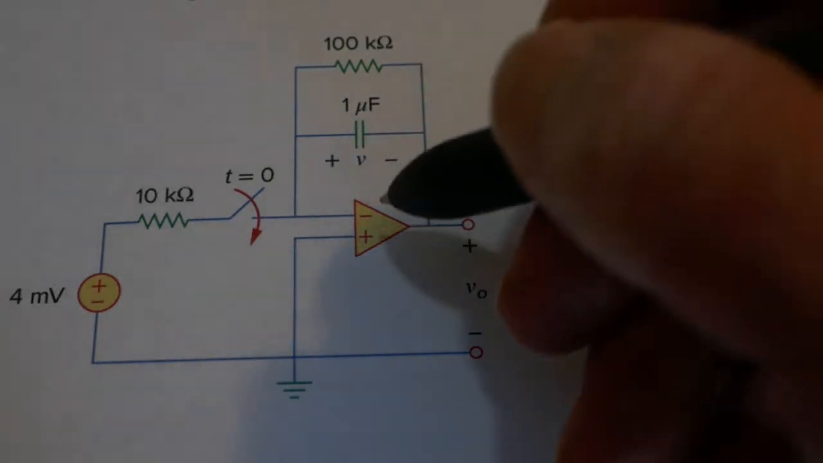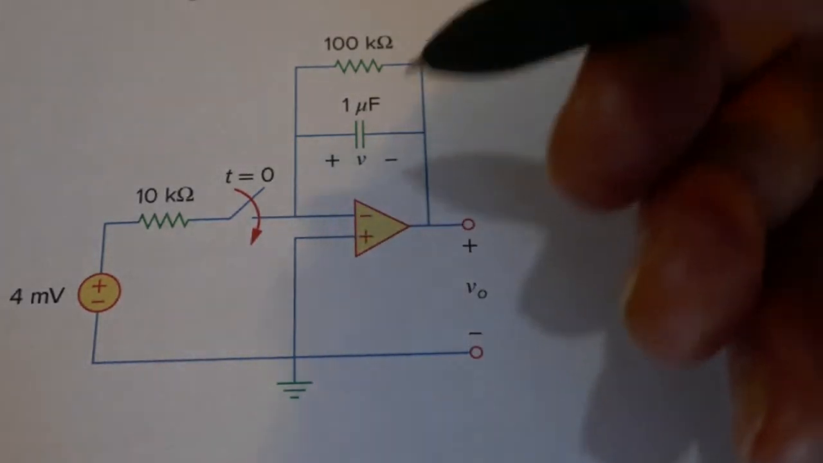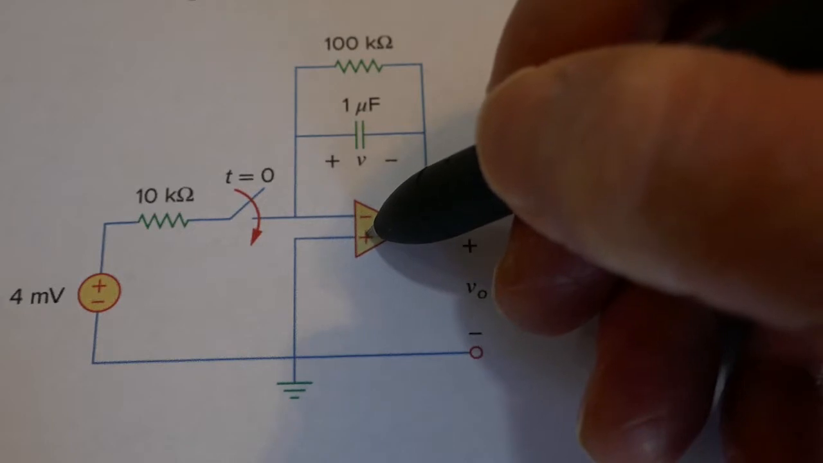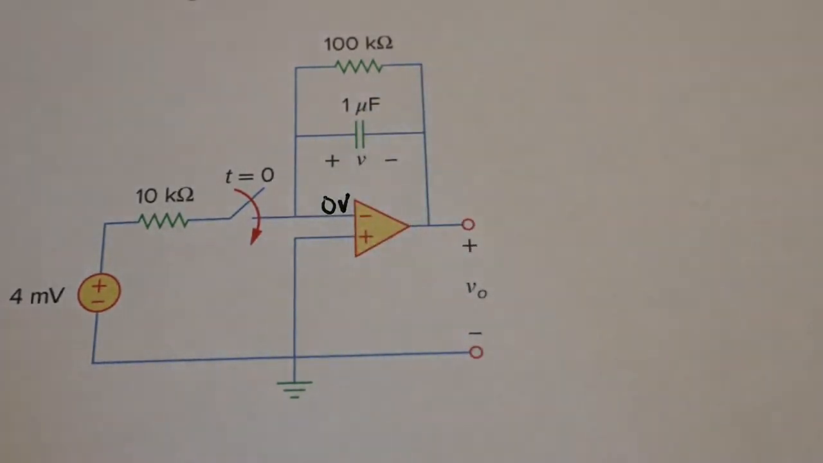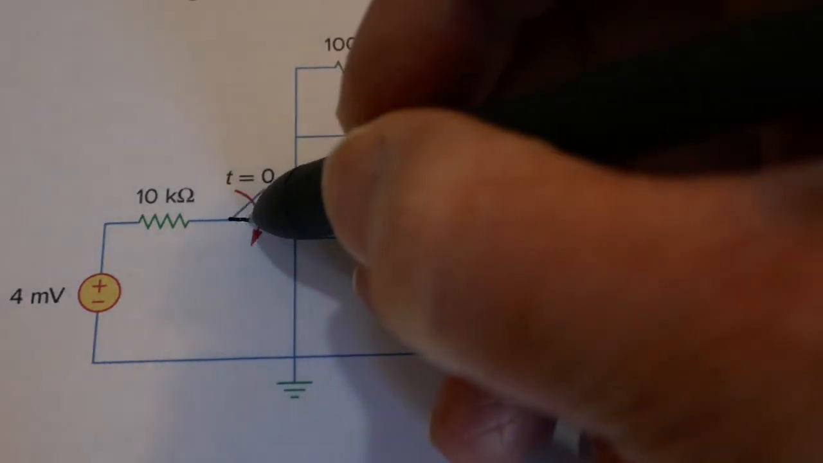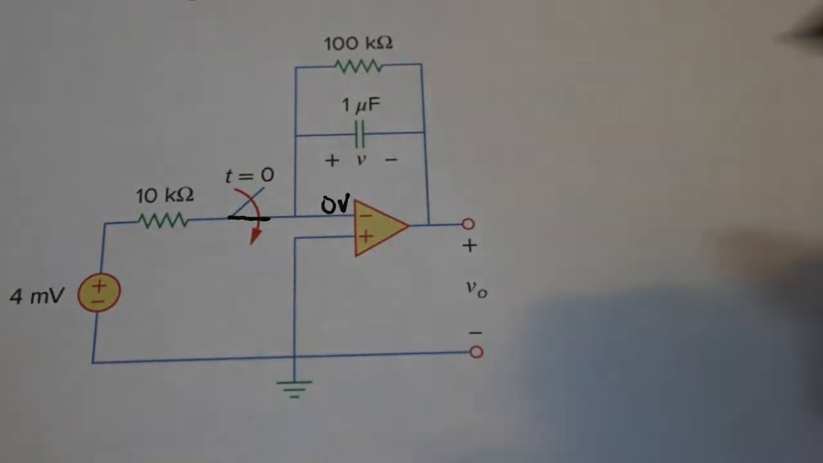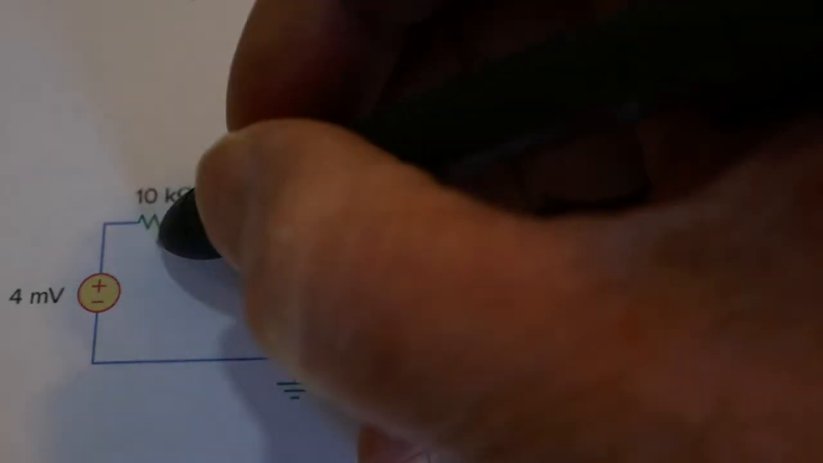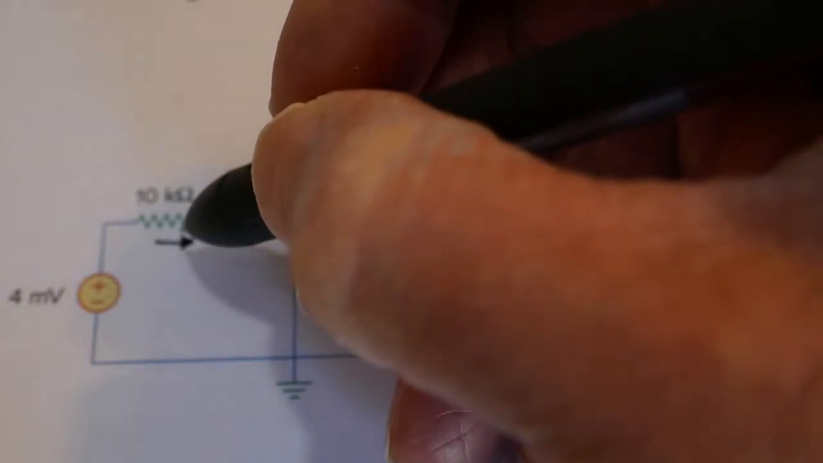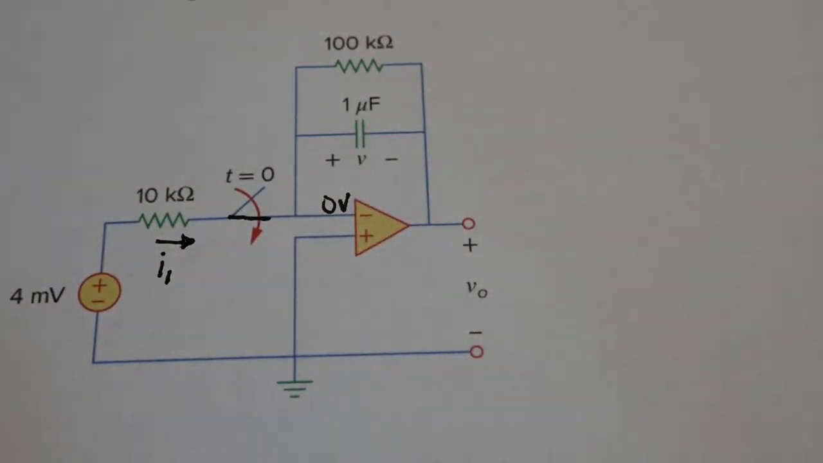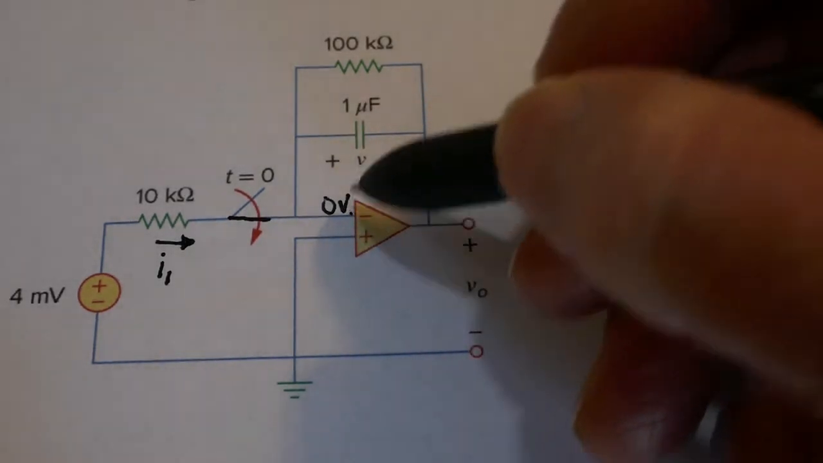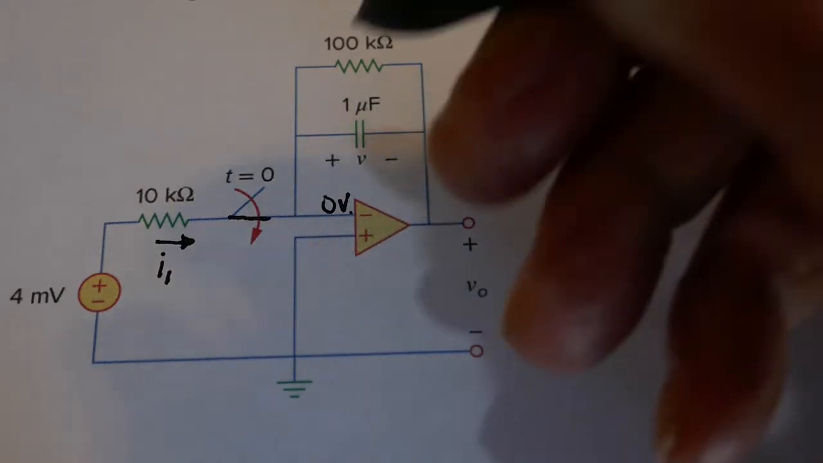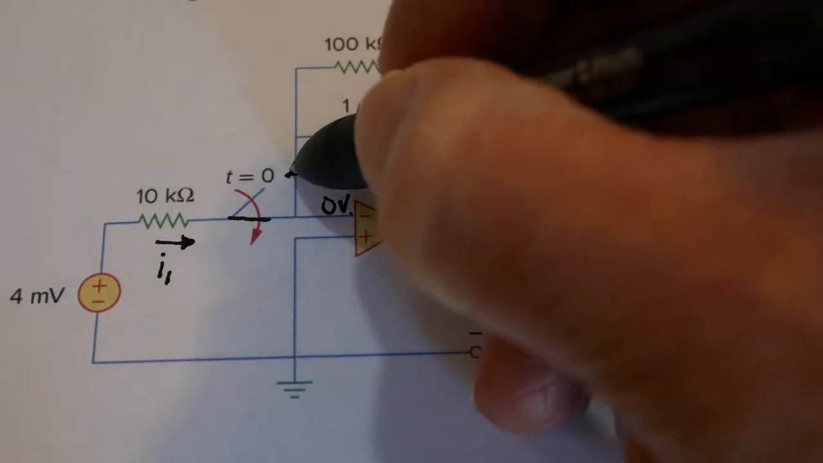But again, one of the things you always want to take a look at is the op amp. This V plus is grounded. That means this is going to be grounded. It's 0 volts. So when I close this switch, current's going to start to flow. And we're going to call this I1 through this resistor. Now as the current flows, we note that none of it can flow into the minus, so that all the current's going to flow up here.